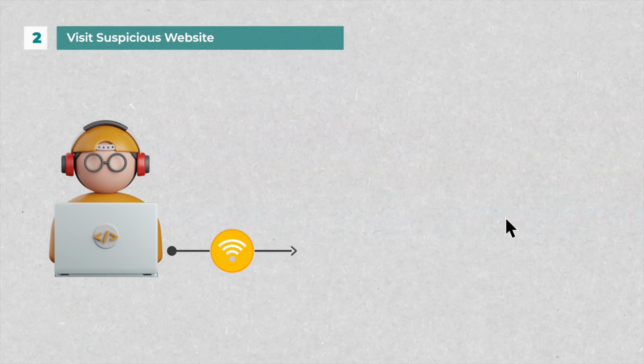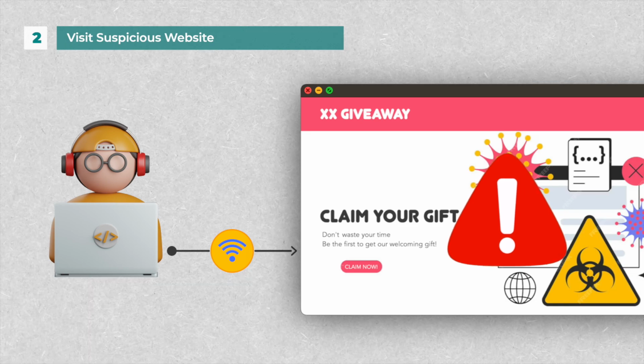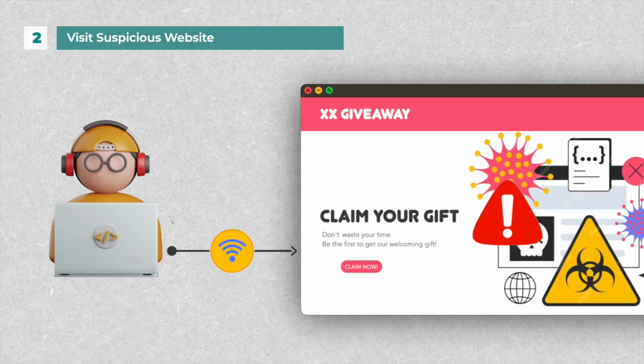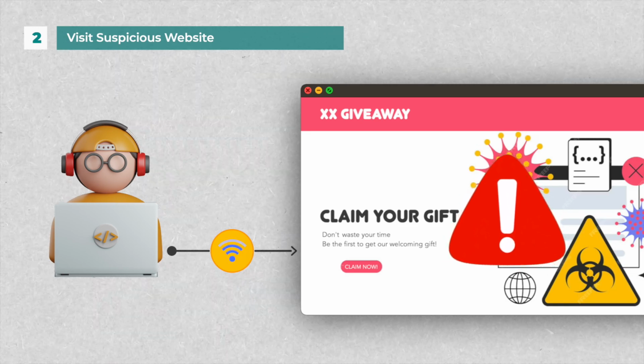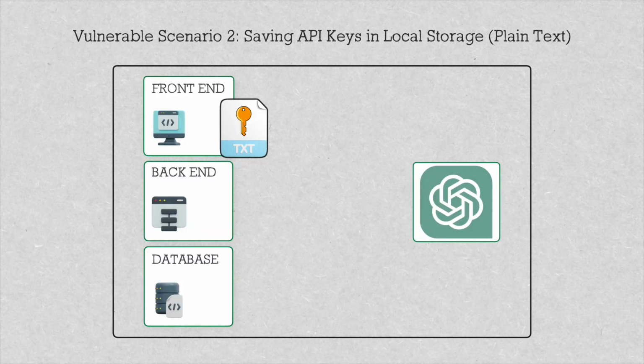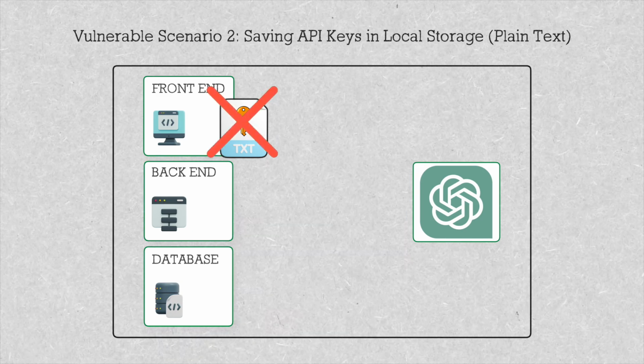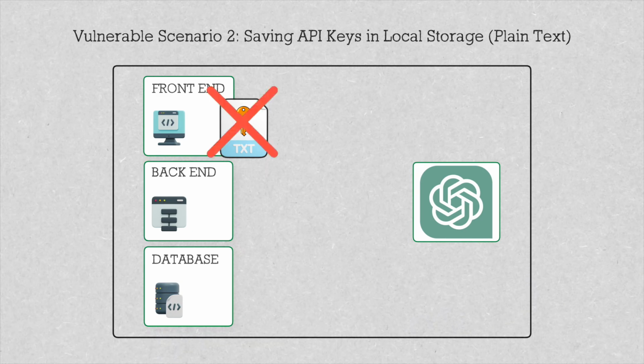The other scenario is if the user goes to some sort of site that they're not supposed to and gets a small virus. Once again, that virus or malicious code could scrape the local storage and actually grab the OpenAI keys that you're saving on your user's behalf. So once again, the front end saving your plain text keys in local storage is also not safe. So let's go ahead and talk about scenario number 3.